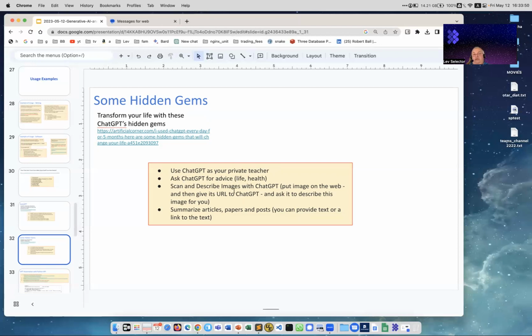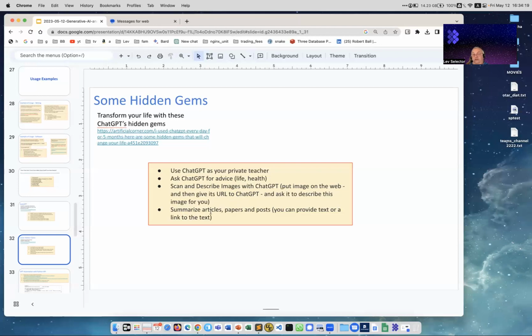Scan and describe images with ChatGPT. This is not widely known, but you can put an image online and then take the URL to this image and just paste it to ChatGPT and ask it to describe it. So you cannot copy-paste the image itself, but you can copy-paste the URL to the image, and then ChatGPT will be able to actually look at it and describe it and discuss it with you.